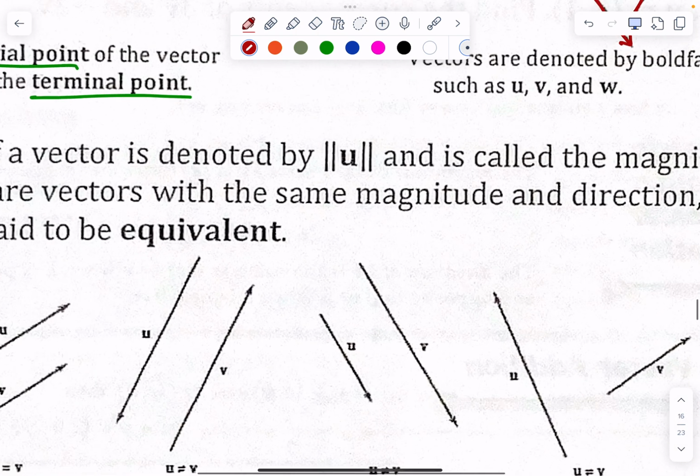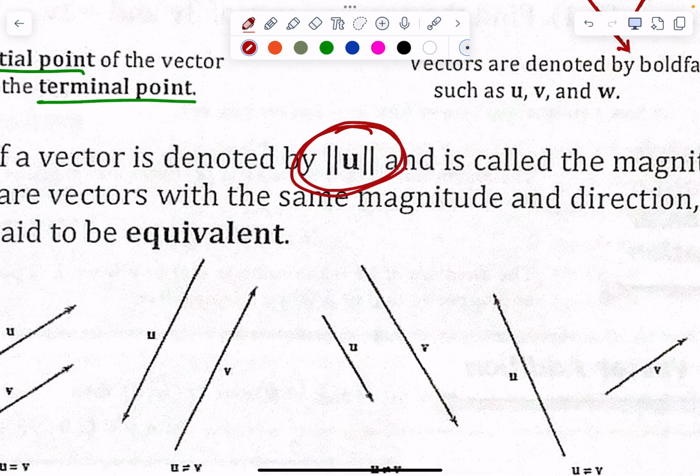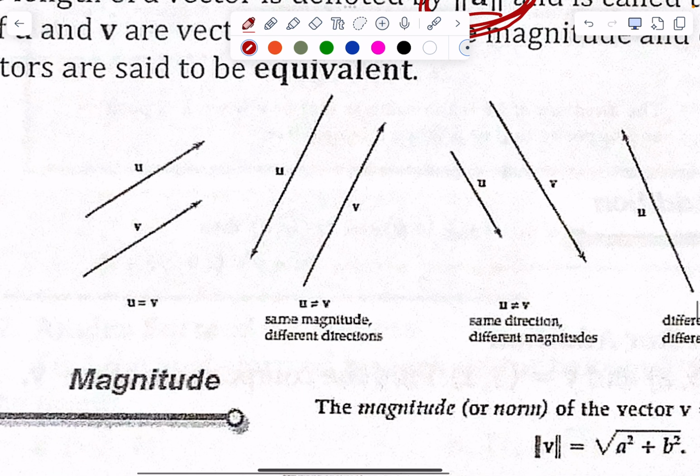Okay? All right, magnitude is denoted, circle this guy, with absolute value brackets, right? So if I'm talking about the magnitude, how long the vector is, I want to use these two little absolute value brackets, and that tells me that I'm trying to find the magnitude, okay?